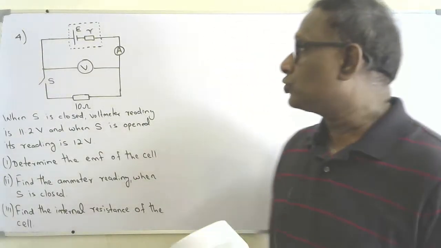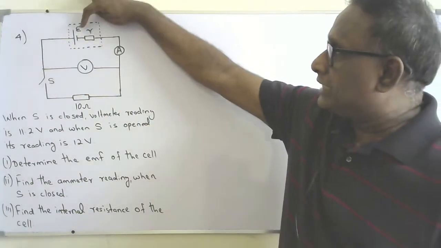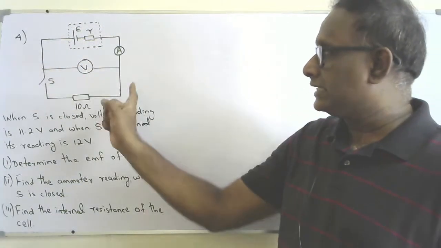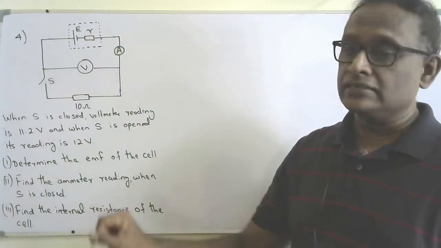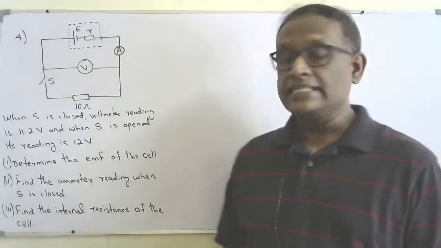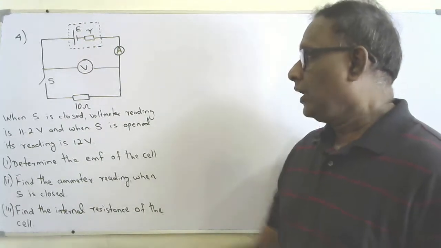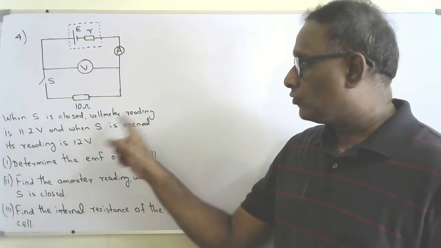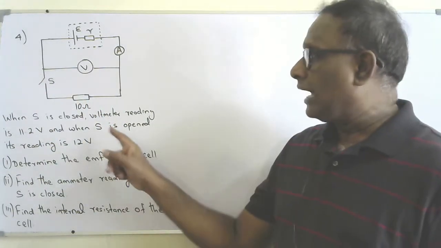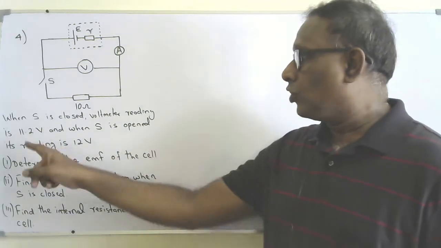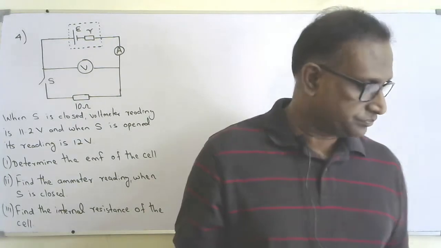Okay, so this is the fourth question. A real cell, its EMF is epsilon and internal resistance is R, connected to a circuit. The voltmeter is ideal, which means no current flows through it, that is, its internal resistance is very large. In the same way, the ammeter is also ideal. S is the switch. When S is closed, the voltmeter reading is 11.2 volt, and when S is opened, the voltmeter reading is 12 volt. First part, determine the EMF of the cell.